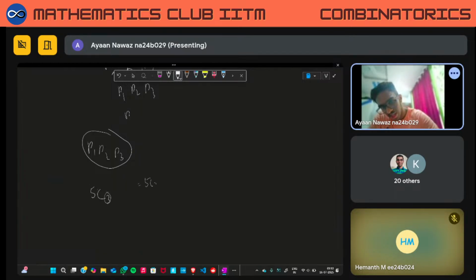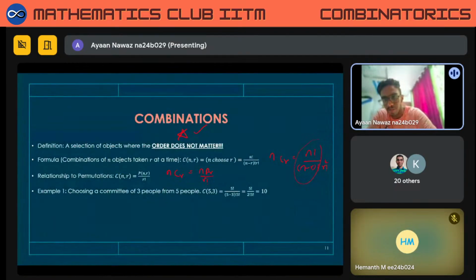So that is 5C3. That will be 5 factorial by 2 factorial into 3 factorial. That will be 5 into 4 by 2. That is 10 ways. Right? So we saw 10 ways.